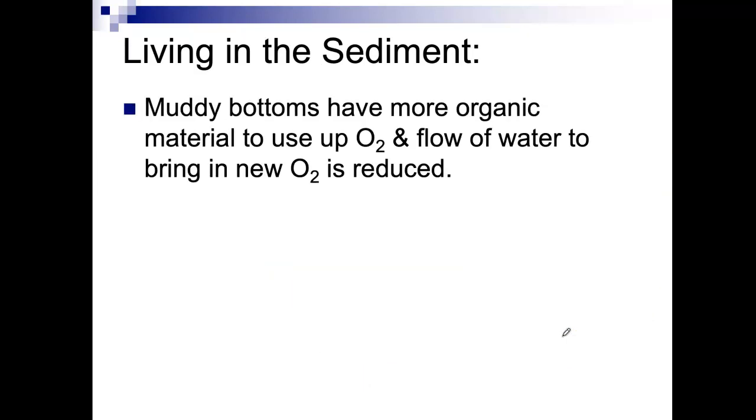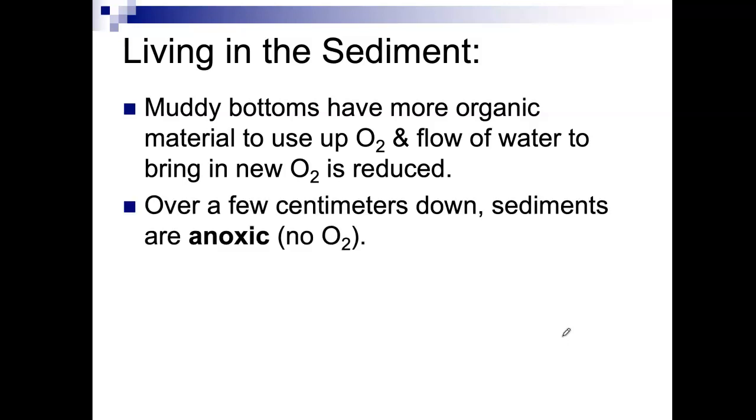So living in the sediment, muddy bottoms are going to have more organic material to use up oxygen, and as new water is brought in with the tides, it's only going to move down so far in those muddy bottoms because they're poorly sorted. And so we're going to have this anoxic soil usually just a few centimeters below the surface. This anoxic soil is going to be stinky, and if you've ever been in an estuarine community, it smells a little bit like rotten eggs.